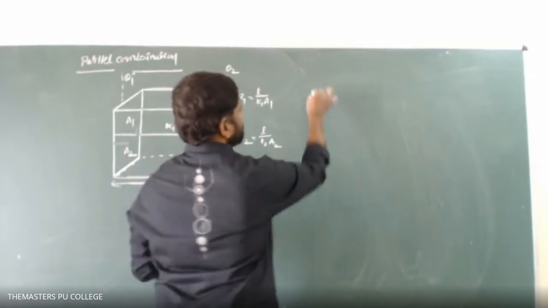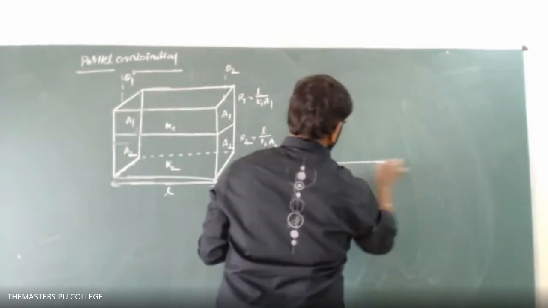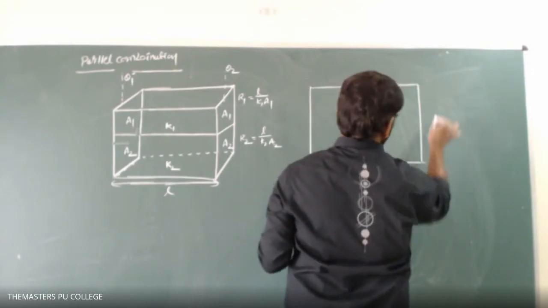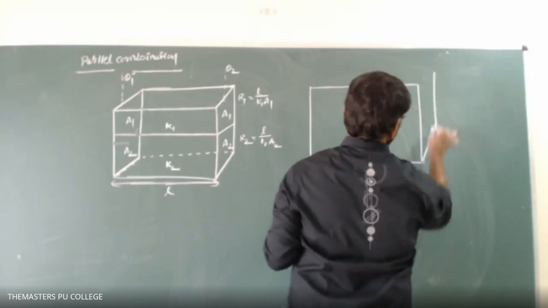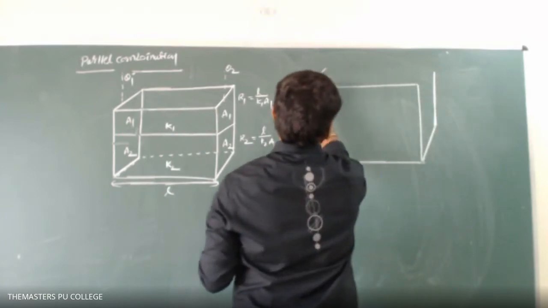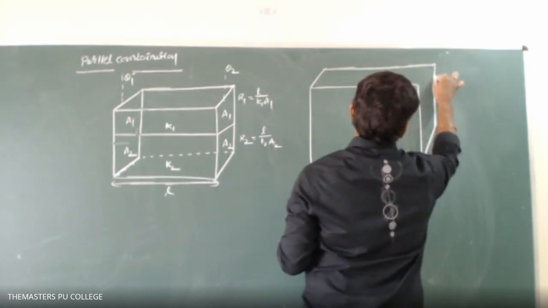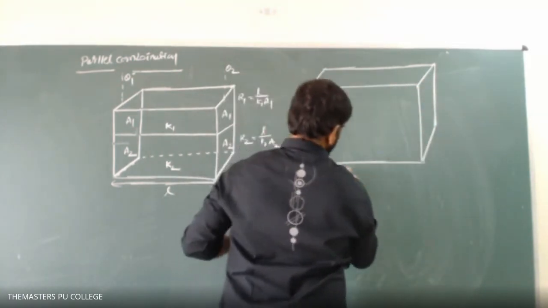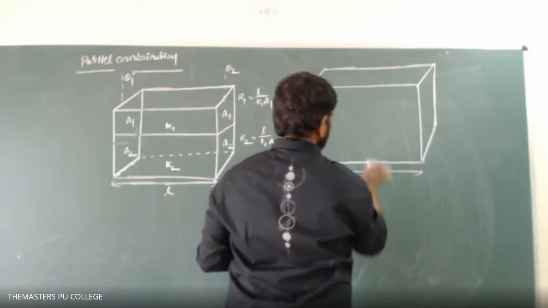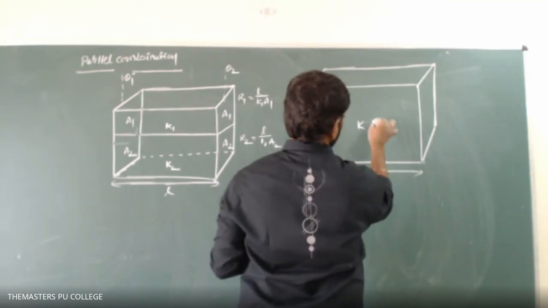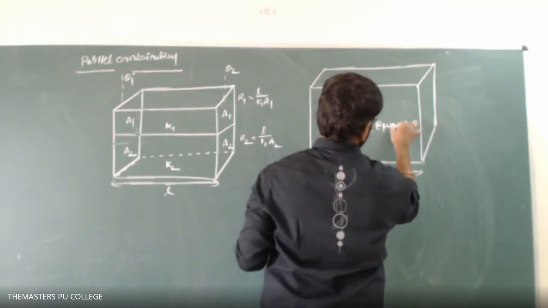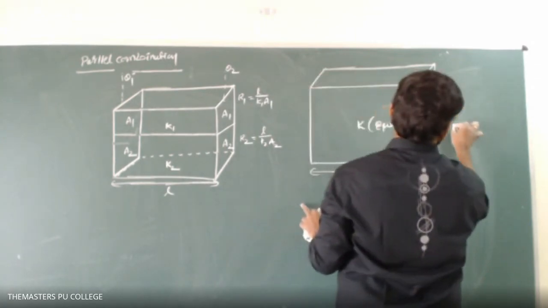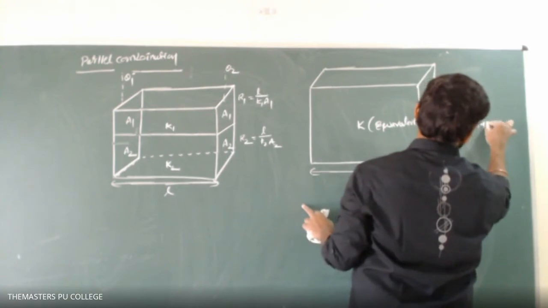Now let us go with an equivalent rod. This is the equivalent rod. I told you that to be an equivalent rod, what must it be? Its length is L, and this is K equivalent. The area A is equal to A1 plus A2.